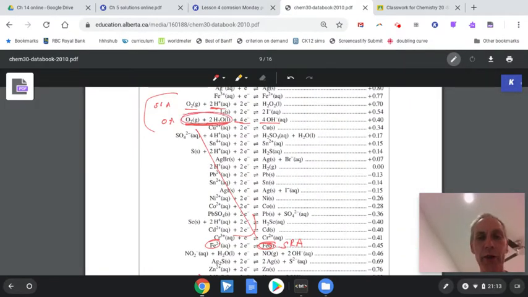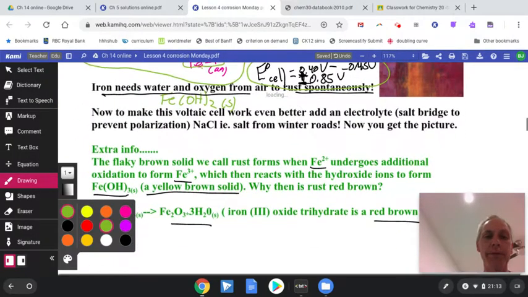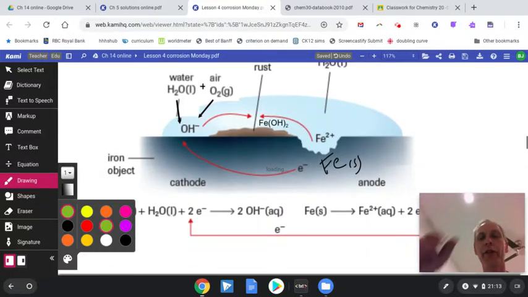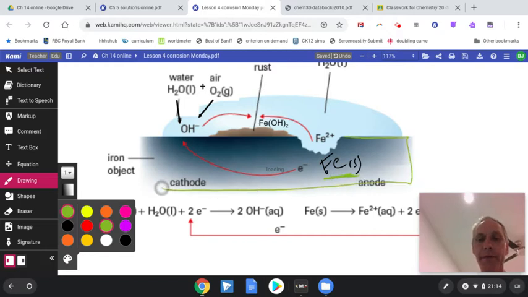That's the key to rusting in an oxygen-rich environment. Okay, now some interesting stuff. A picture's worth 1,000 words. So here's rusting. We've got a solid iron bar, and it's in a wet environment exposed to the air.